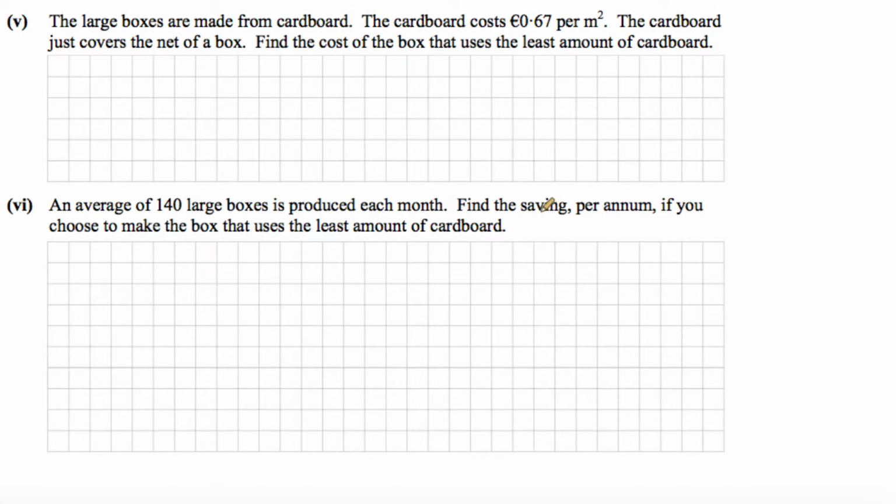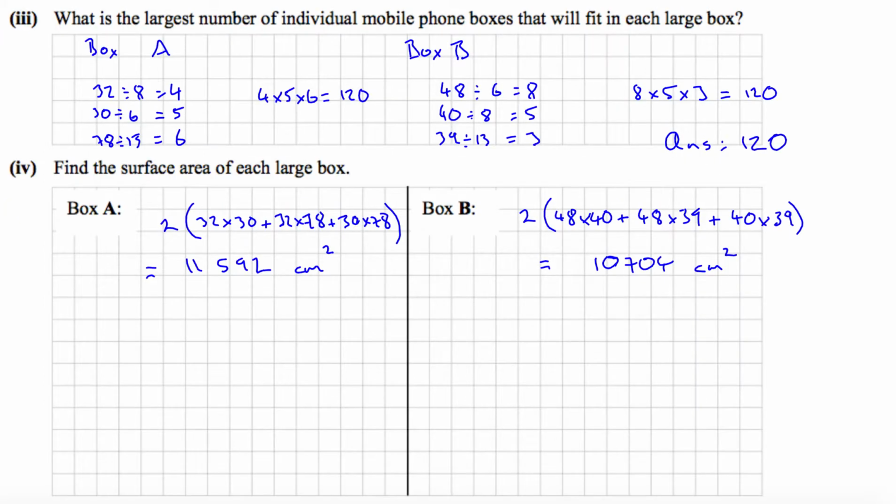Okay, part 5 then says the large boxes are made from cardboard. The cardboard costs €0.67 per meter squared. The cardboard just covers the net of a box. Find the cost of the box that uses the least amount of cardboard. Okay, so the least amount of cardboard, that would be the least surface area, which in our case is box B. So box B was 10,704.